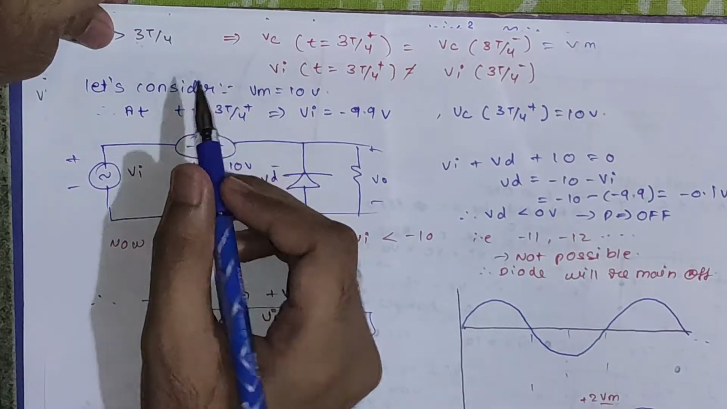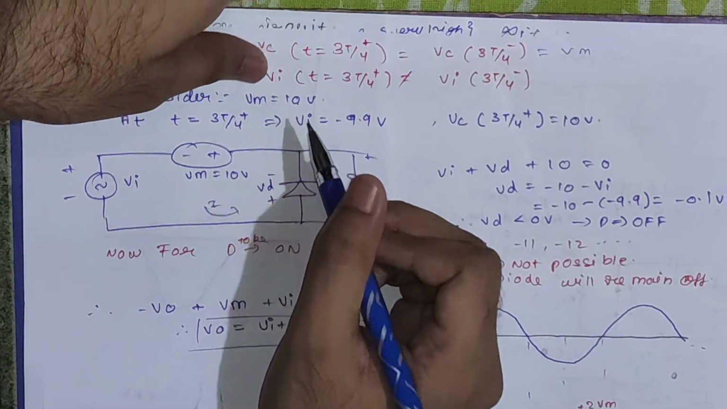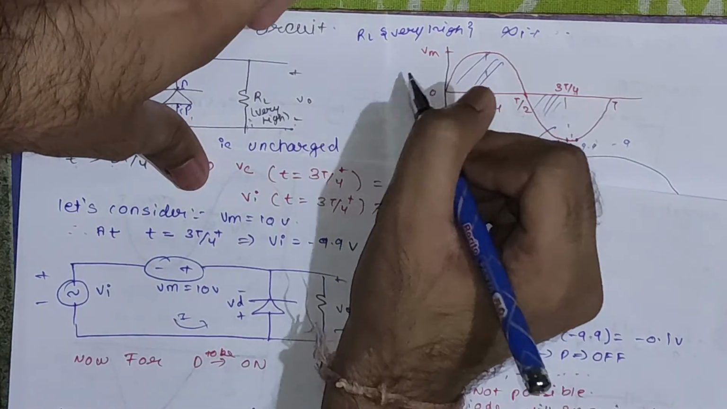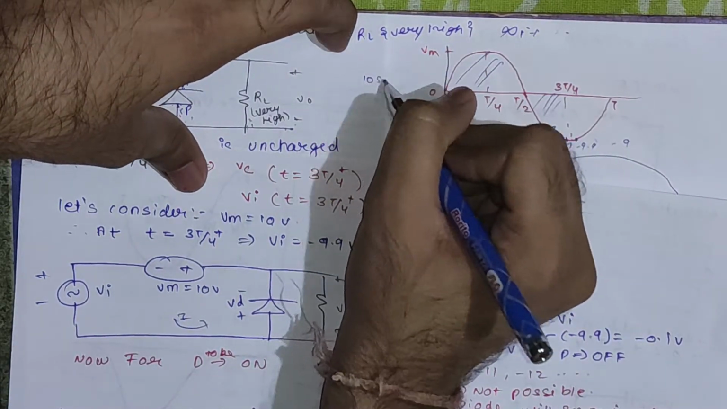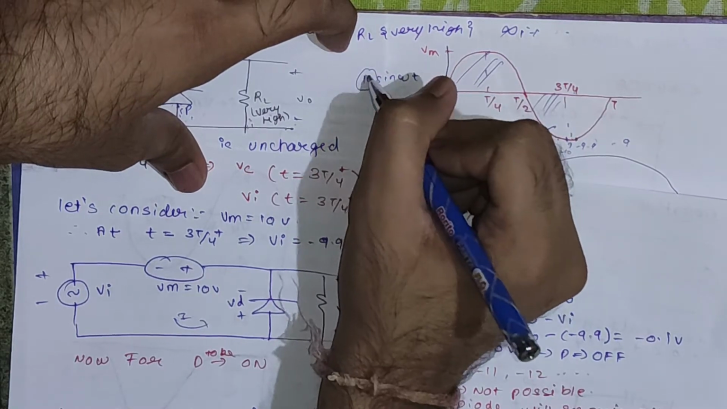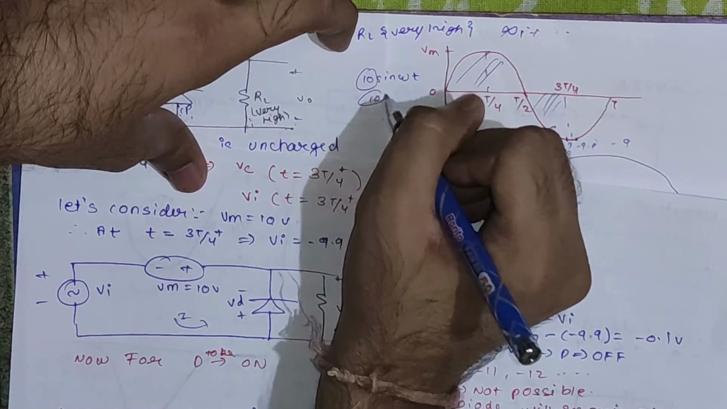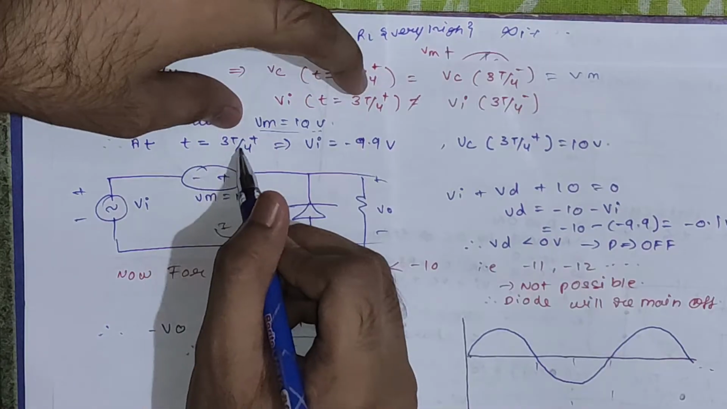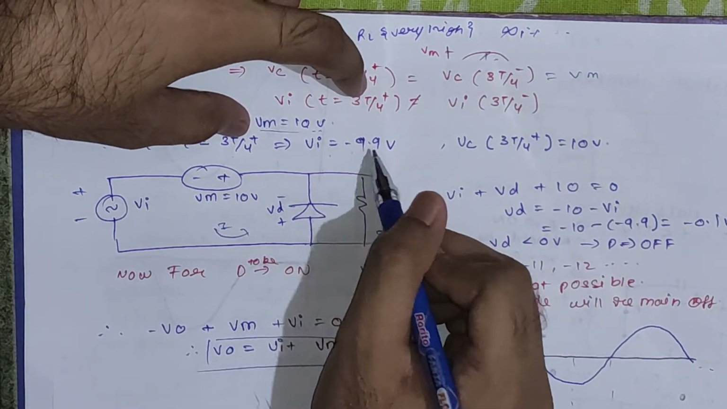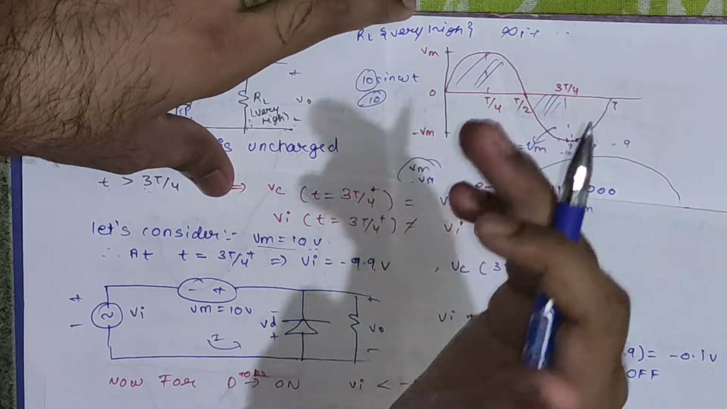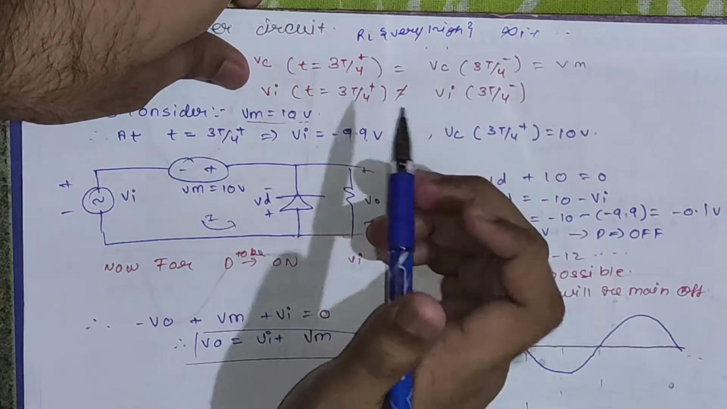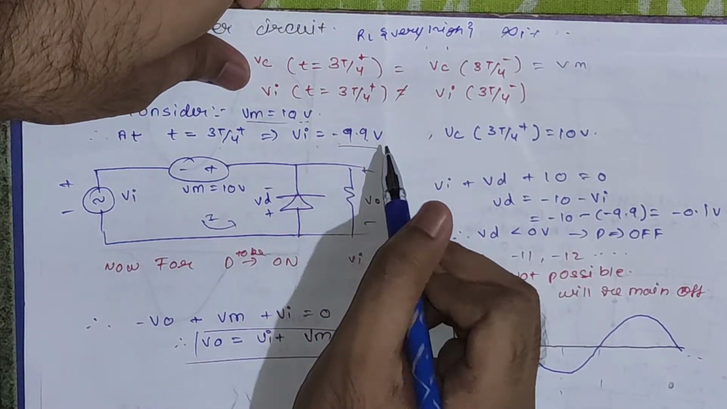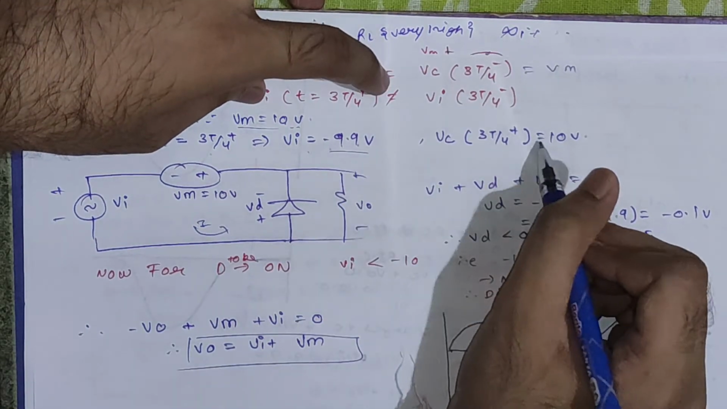Now we have considered that Vm equals 10 volts. It means this sinusoidal waveform is 10 sine omega t, so the maximum will be plus 10 and the minimum will be minus 10 volts. That's what I have written here: Vm equals 10 volts. So at 3T by 4 plus, Vi will be minus 9.9 volts, just less than minus 10 volts in magnitude. But the capacitor voltage will remain the same.